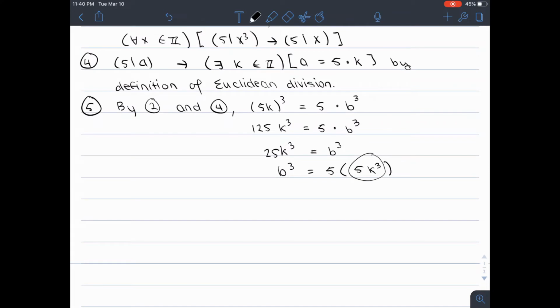Now 5k cubed can be taken to be some, let m equal 5k cubed, element of integers, since integers are closed under multiplication and addition.